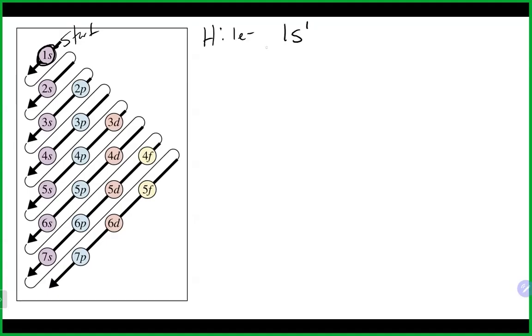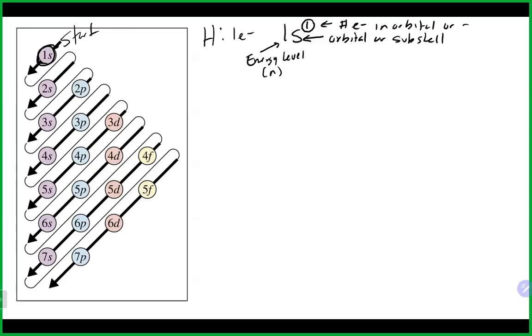Once again, here, the very first number tells you the energy level. That's that n number. This letter tells you the orbital or subshell that the electron's in. And the very top number tells you the number of electrons in that orbital or subshell.